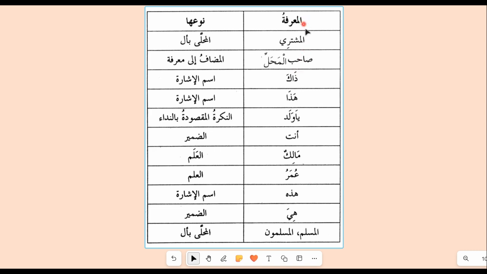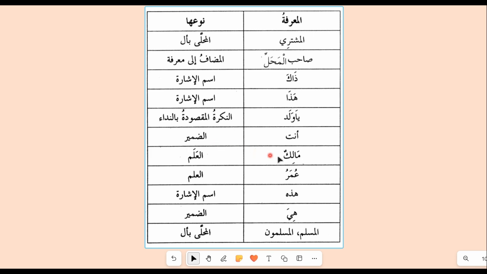So the marifa noun from the lesson is al-mushtari. The type is muhalli. Muhalli means attached with lam at-tarif. Sahibul mahalli, this is an idafa, and what type? It is marifa idafa. Zaka, it is ism al-ishara. Hadha, ism al-ishara. Ya walad, it is nakira, but it is made marifa with the harf nida.